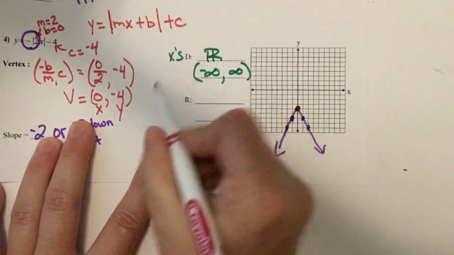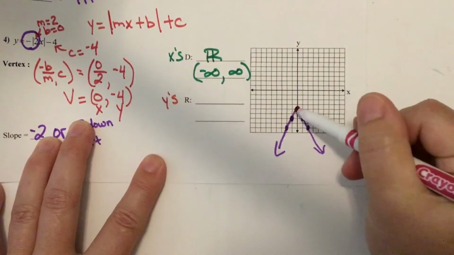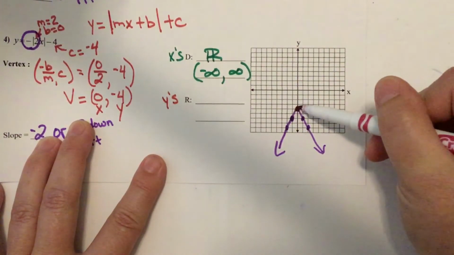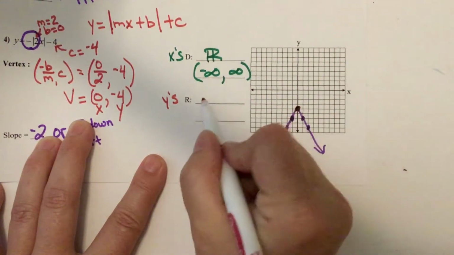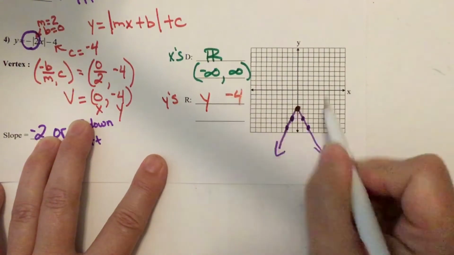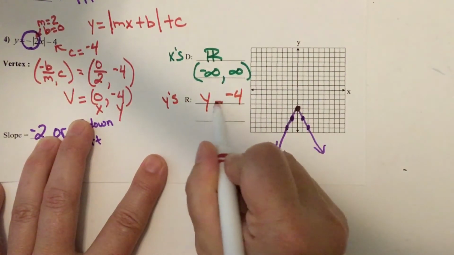Range are your Y's. This graph goes forever down, but not forever up. This is the highest Y we have. So let's find out who this Y is. Who is our Y right here? -4, because we're down 4. And because of the closed circle, we equal it.